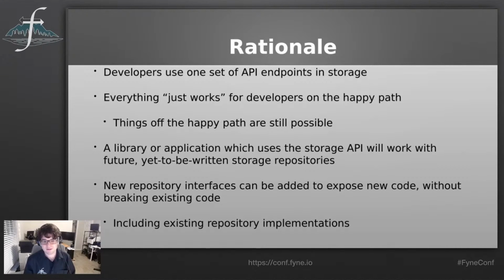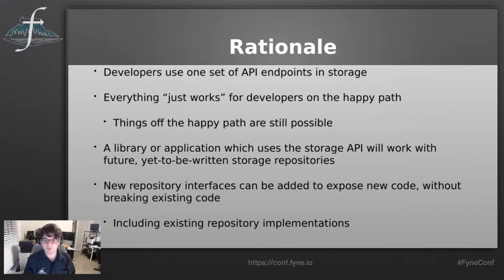Also, we want to make it so that a library or application that's using our storage API will also work automatically for free with future, as yet unwritten storage repositories that we don't even know about yet. And the way we've designed it, you can do that. If you write an application now, and next year somebody implements a Dropbox storage repository, your application will just work with those URIs for free, assuming it's been registered appropriately.